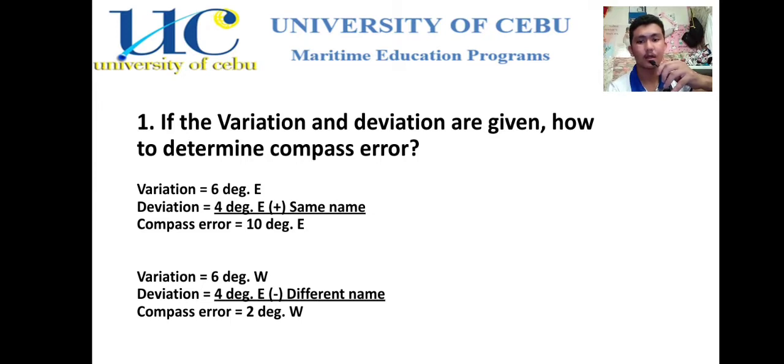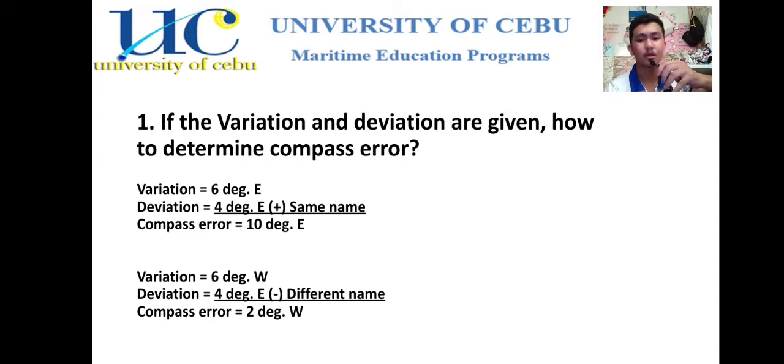And another given is variation 6 degrees west and deviation of 4 degrees east, which have different names. We will be subtracting them, so the compass error will be 2 degrees west.